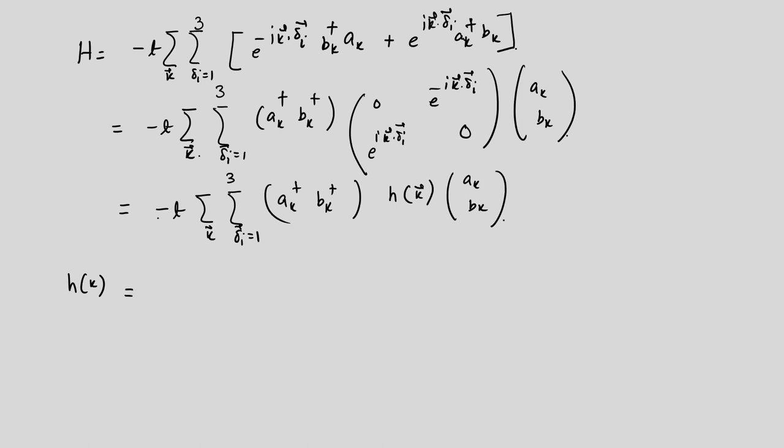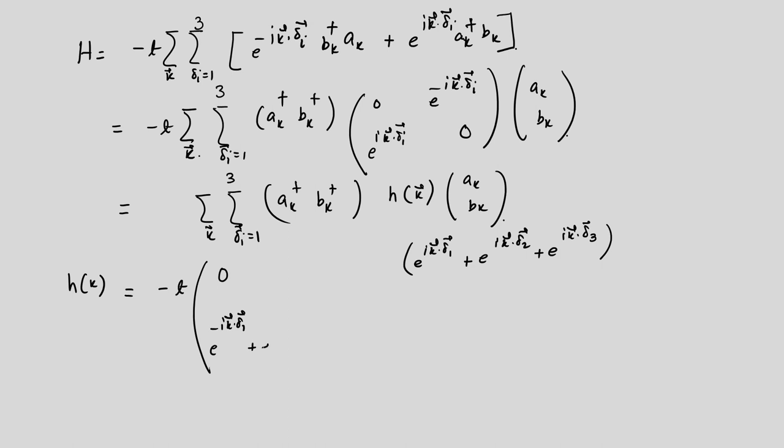Let me also take this minus t here, so that I do not write the minus t here. I take it with H_k, so that this becomes a 0, exponential i k·delta_1 plus exponential i k·delta_2 plus exponential i k·delta_3. Okay, and there will be a similar kind of term, but with the Hermitian conjugate. So, it is exponential minus i k·delta_1 plus exponential minus i k·delta_2 plus exponential minus i k·delta_3, and a 0 here.